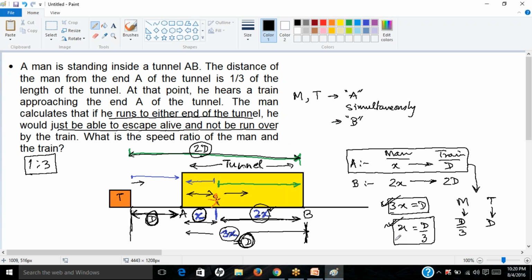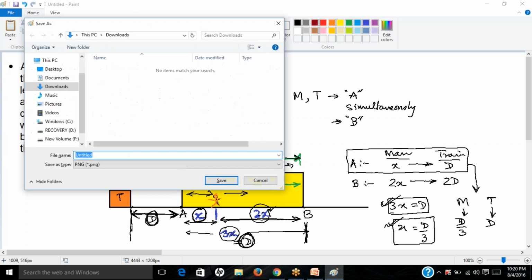Because the tunnel length we have taken 3x, now we are saying that it is not 3x but it is d. So what is x? D by 3. So what do we say now? We say that if the man travels a distance d over 3, the train travels a distance d. That means the train must be thrice as fast. And that's the problem. So there is no calculation. Simple concept.